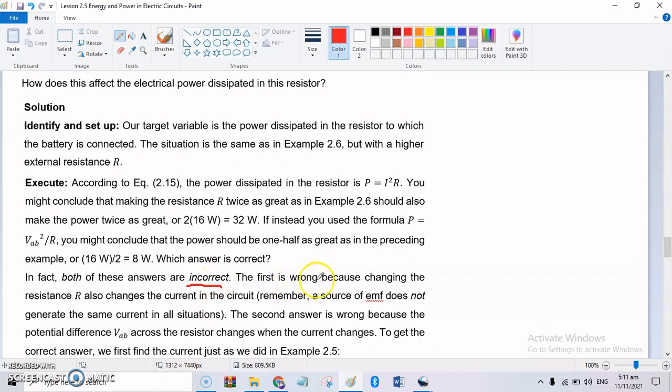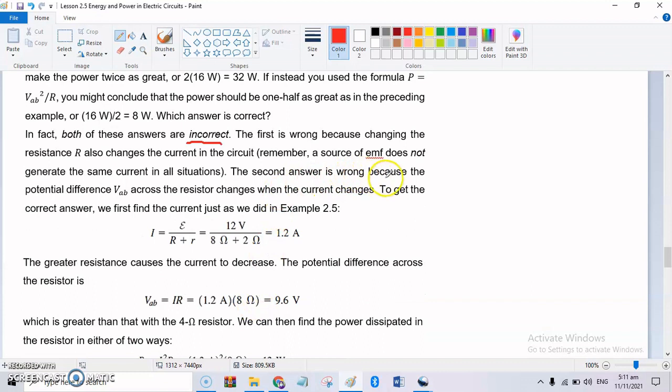The first is wrong because changing the resistance R also changes the current in the circuit. And remember that a source of EMF does not generate the same current in all situations. And the second answer is wrong because the potential difference VAB across the resistor changes when the current changes. To get the correct answer, we first find the current as we did in example 2.5.